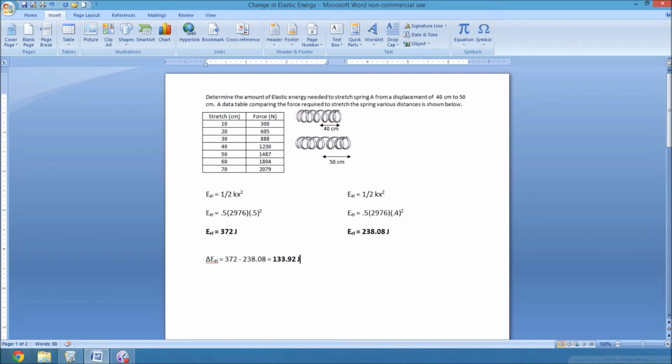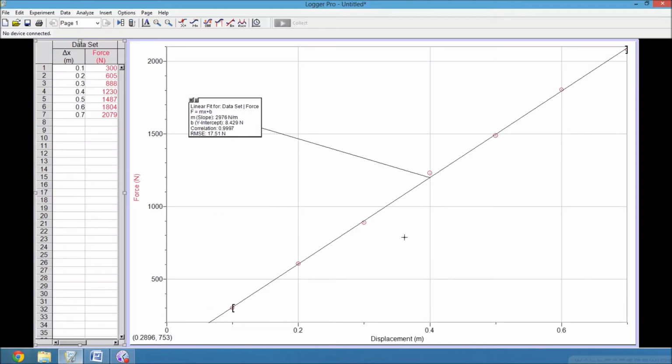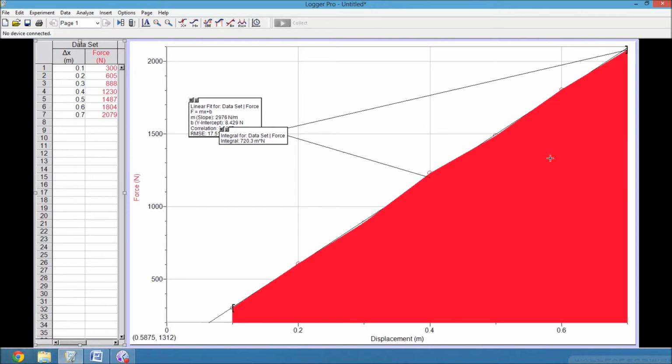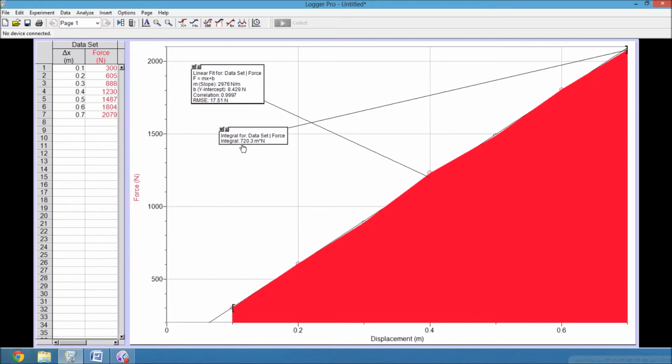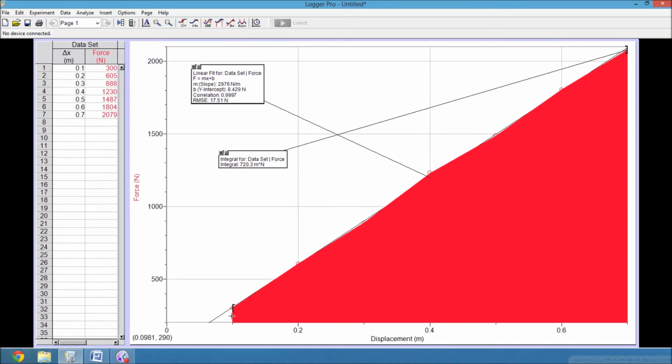We're going to check this answer graphically. So remember that answer, 133.92. Here on our graph, we can find the elastic energy by taking the area under the curve. So here's our curve, and we're going to find the area underneath. The name for area is integral. See how it shades in the area, so it's calculating that area. The area is 720, which is not 133, but that's because it's taking the area from 0.1 all the way to 0.7. That's how much elastic energy is in that region.